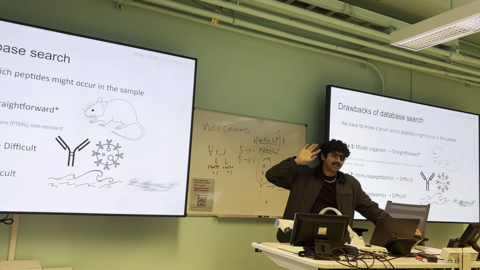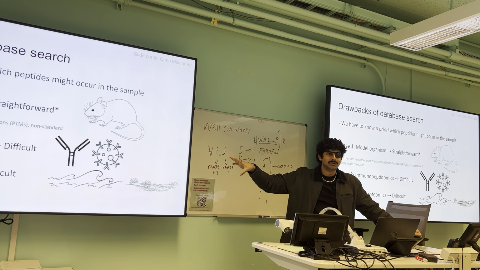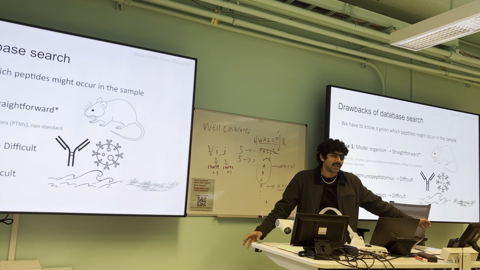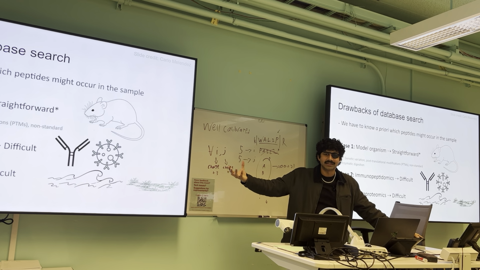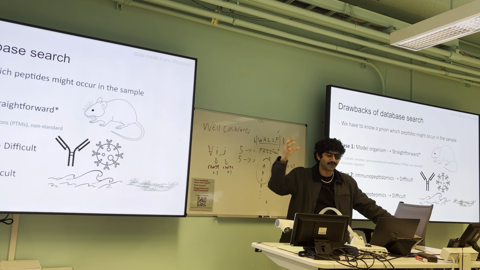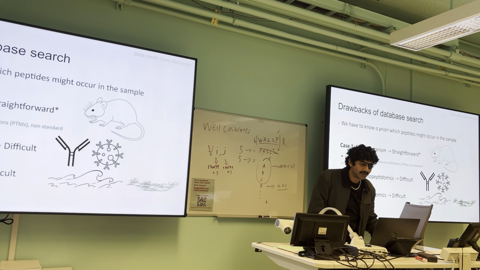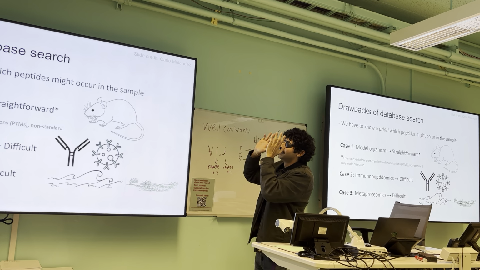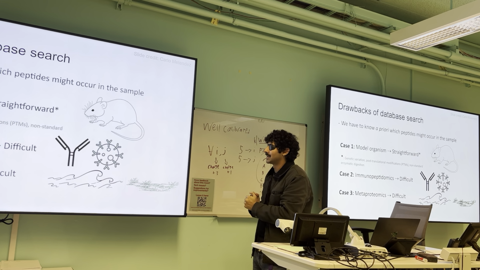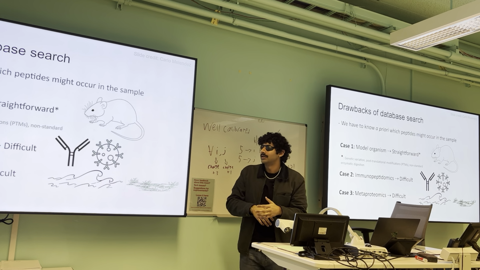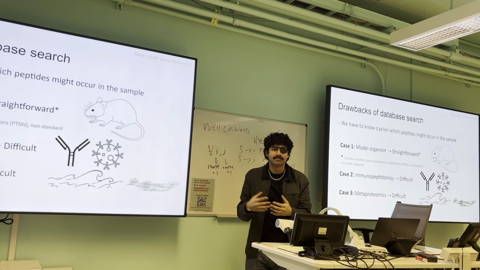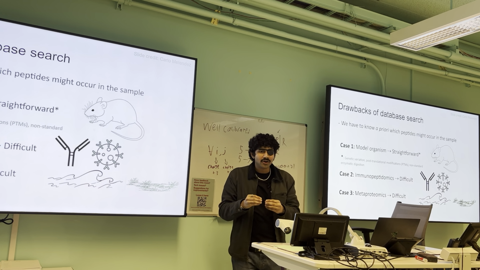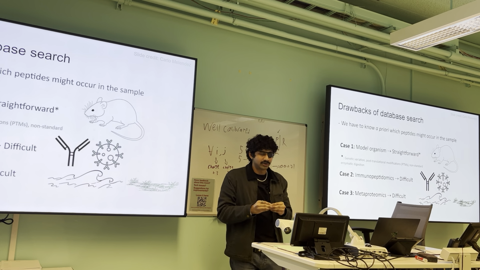Remember I mentioned database search is the accepted way to figure out what was in your mass spectrometry run. Well, sometimes you can't do that, right? Because it requires that database. You need a database to perform database search. Crazy, right? So it says right there, the drawback of database search is you need to know a priori which peptides might occur in the sample, which is easy if you're just doing a run on mouse data, yeast data, tomato data, something like that. You know the proteome of the organism which you're analyzing.